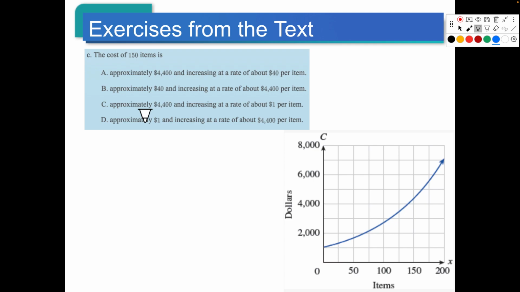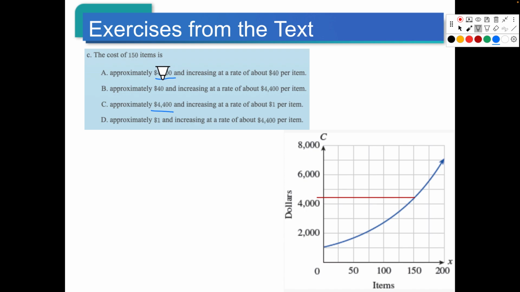Cost of 150 items, what is that? That is an amount, right? So we've got 150 items. How do we figure that out? We read it over here. It's a function value, because this graph is a function of cost. It's the cost function. So we go to 150. Our cost is, there's 4,000, there's 5,000, somewhere between 4,000 and 5,000. They give us a choice of 4,400 or $40. I think it's a lot closer to 4,400. So it's got to be one of these.